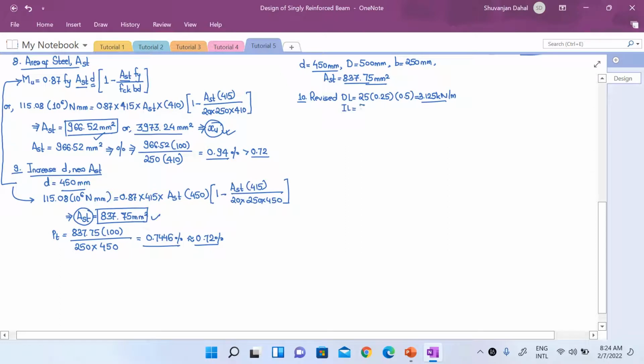Our imposed load remains the same, 7 kilonewton per meter. So our total factored load is now partial safety factor 1.5 into 3.125 plus 7, which comes out to be 15.1875 kilonewton per meter, and thus our factored moment is 15.1875 into 8, that is the span, which comes out to be 121.5 kilonewton meter. This is greater than the initial factored moment of 118 kilonewton meter.